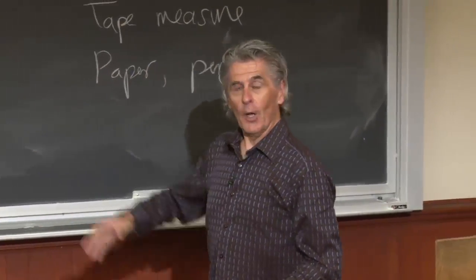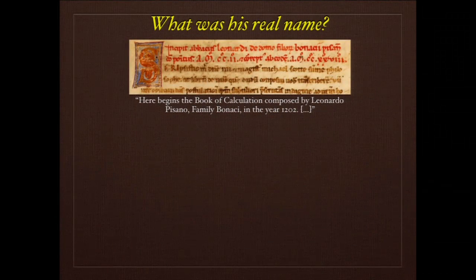Okay. First of all, who was this guy? Well, his name wasn't Fibonacci. They didn't have surnames in those days. It was just Leonardo. Okay. If you look at this book, Liber Abaci, and this is the beginning. I've actually held this book in my hand. It's a 13th century manuscript. And this is an image taken from the top of the first main page. It's in Latin, and when you translate it, it says, "Here begins the book of calculation, composed by Leonardo Pisano, Leonardo of Pisa, family Bonacci, in the year 1202."